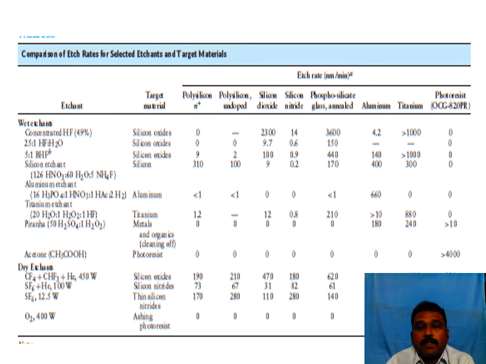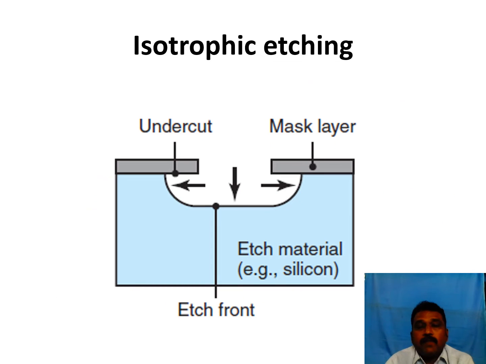You can see this diagram. This one is the isotropic etching. You can see here, the etch material is silicon. We have the mask. This is the mask layer. If you immerse it in that etchant, then it will be removed under the layer. That is called the undercut. Under the layer also it will remove.